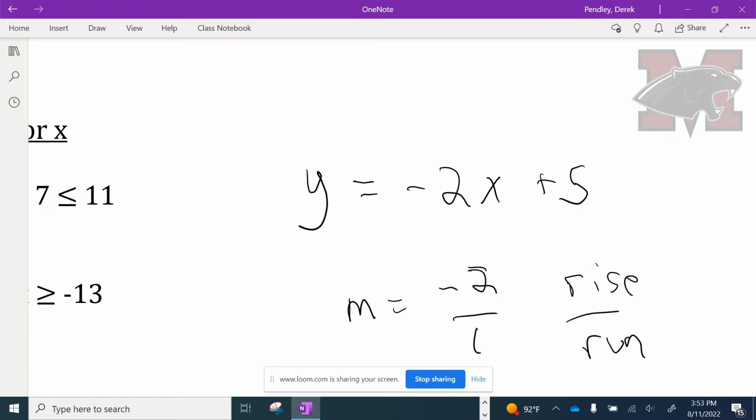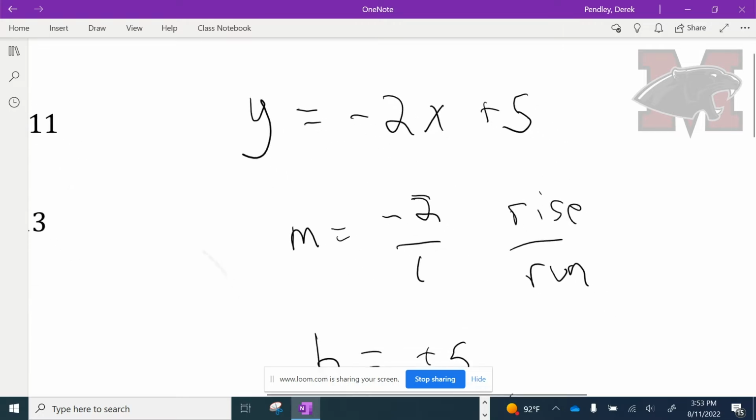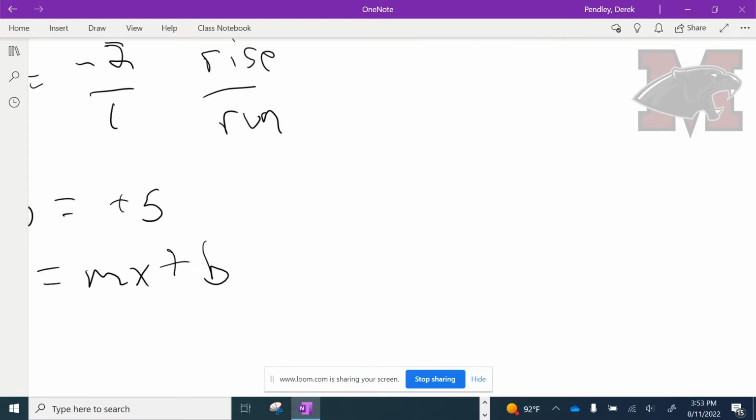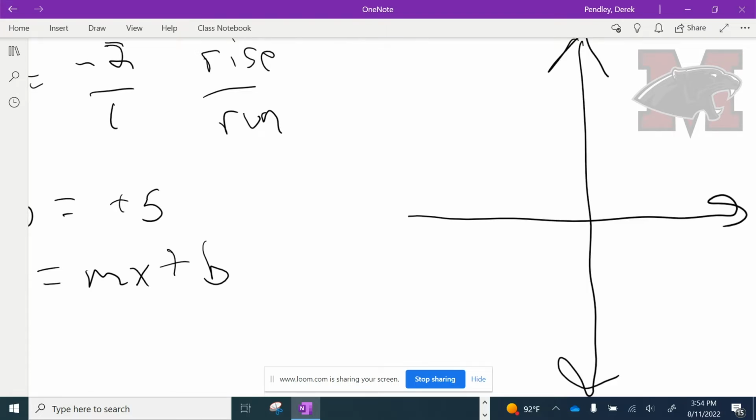Remember, the formula was y equals mx plus b, where m is the slope, and the y-intercept is the b. All right, so we're going to use this information and graph this. So we start with the y-intercept we know is positive 5. We put a dot. And then the slope is negative 2 over 1. So we're going to go down 2 and over 1.